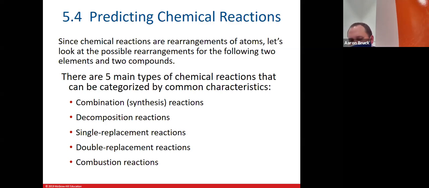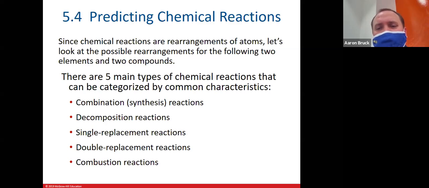Section 4 regards the prediction of chemical reactions. And in particular, what we're really going after here is, can we identify a chemical reaction by its type? And then can we use that reaction type to predict what the products of a reaction would be if I just gave us a couple of reactants? And that's what your lab was going after this week as well.